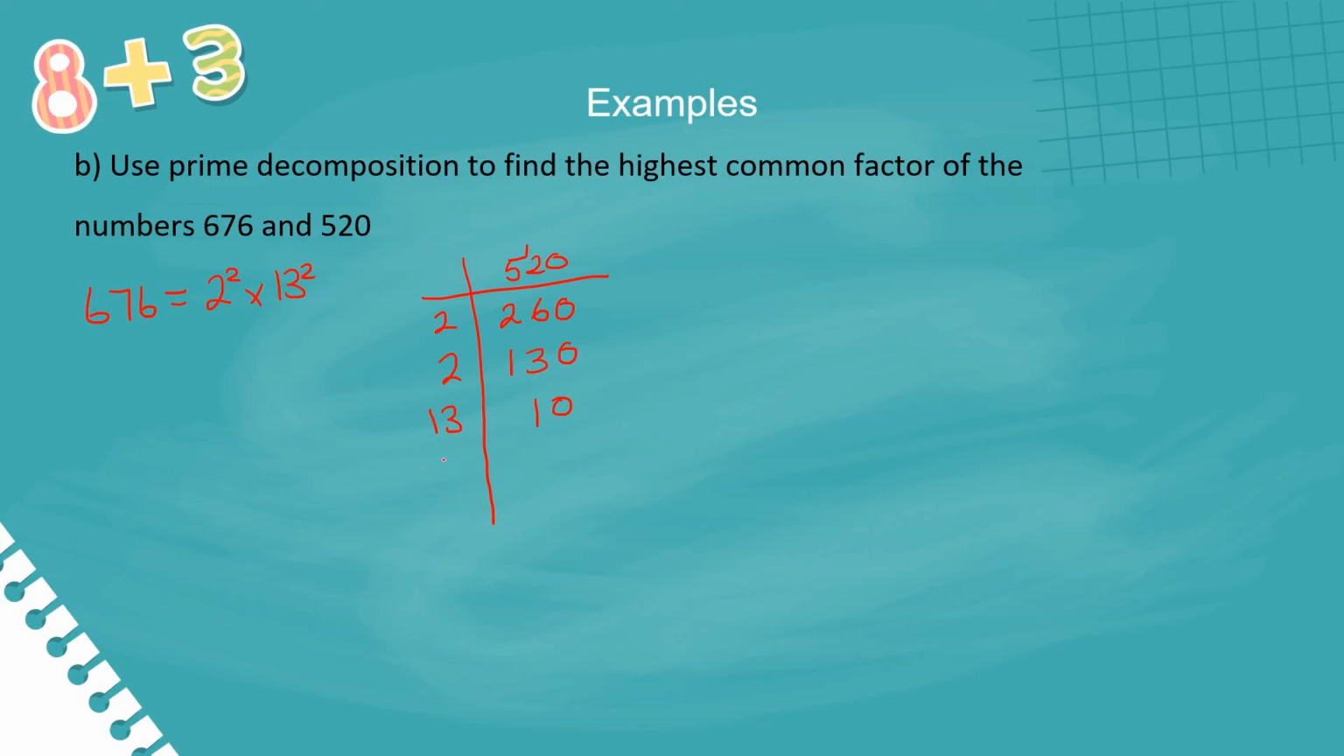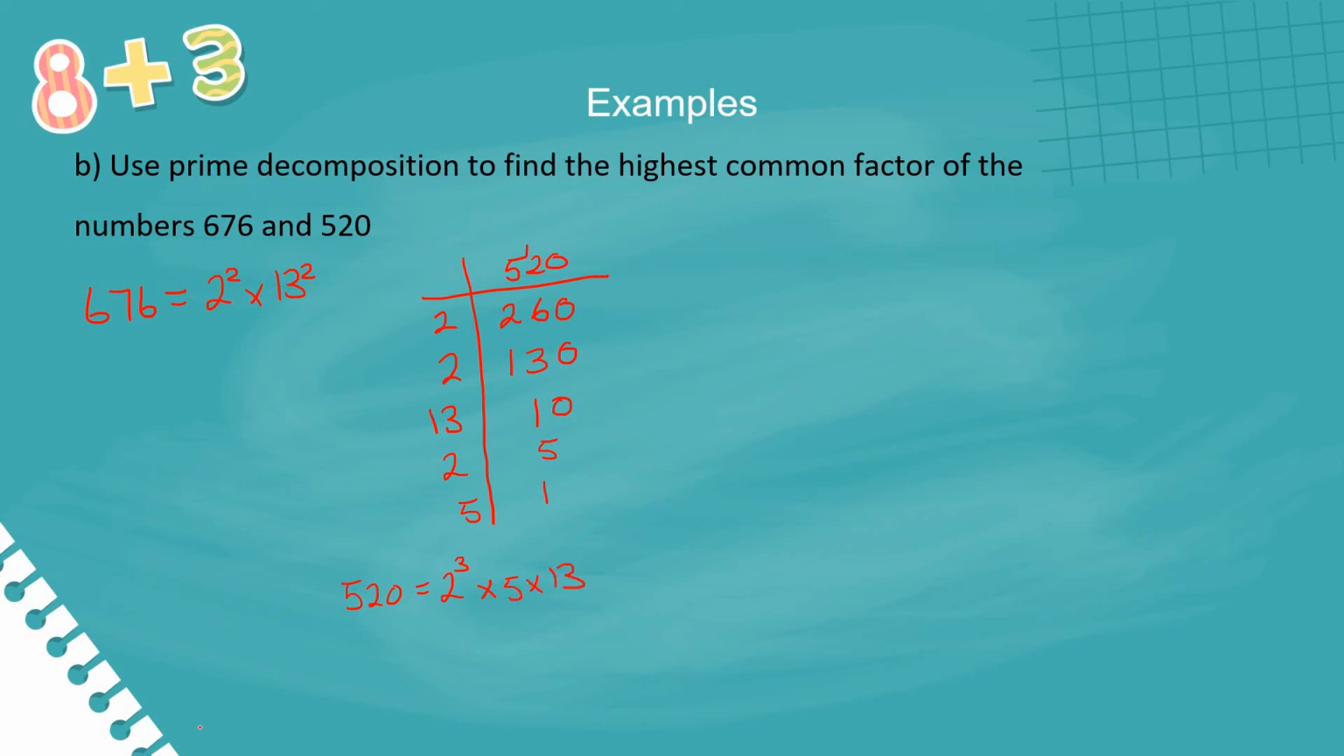What else goes into 10? 2 goes in 5 times and 5 goes into 5 1 time. So my prime decomposition here is 2 cubed. I've got 3 2's, 1, 2, 3, times 5 times 13.